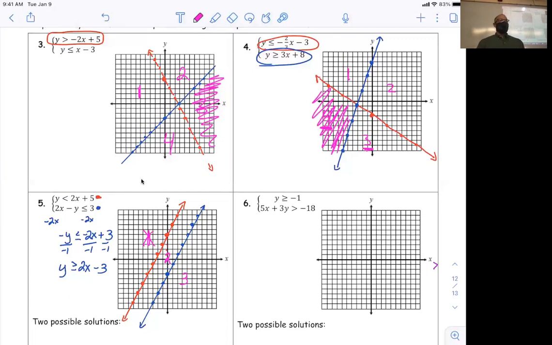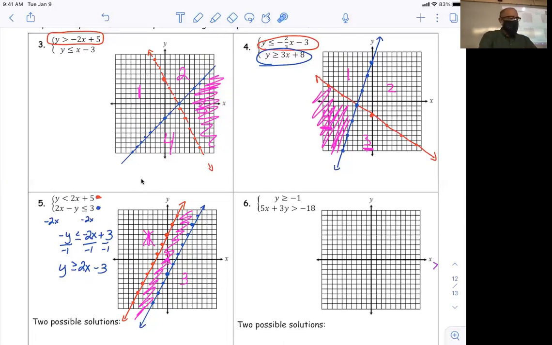On the blue line, are you shading above or below the blue line? If you look at my original, it was a less than. However, in the process here, I had to divide by a negative, so I had to switch this to greater than. So we're actually going to shade above the blue line, up here. That means area 2 is going to be my winner. Now, I can still have no solution here, because if it had asked me to shade above the red line and below the blue line, then I would have had no solution because they would have never overlapped.